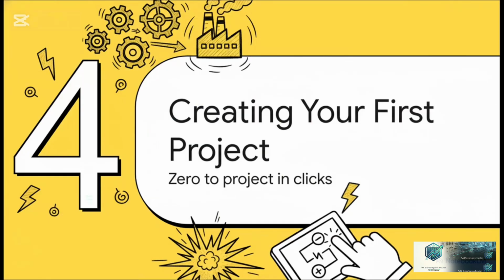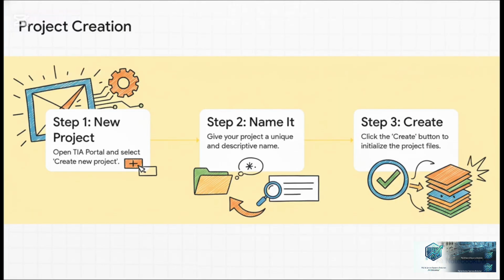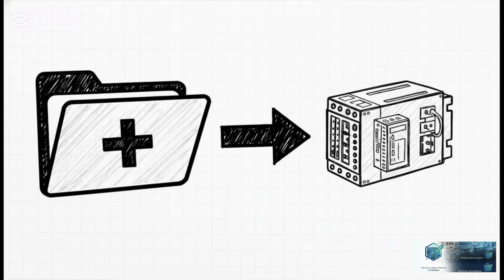All right, time to get our hands dirty and actually build our first project. And you're about to see just how ridiculously fast this is. Seriously, it could not be any easier. It's just three clicks. You open the portal and hit Create New Project. You give it a name, something like My First Project, and then you click Create. And that's it. The software literally builds the entire project framework for you behind the scenes. So right now, our project is like an empty shell. It's just a folder waiting for stuff.